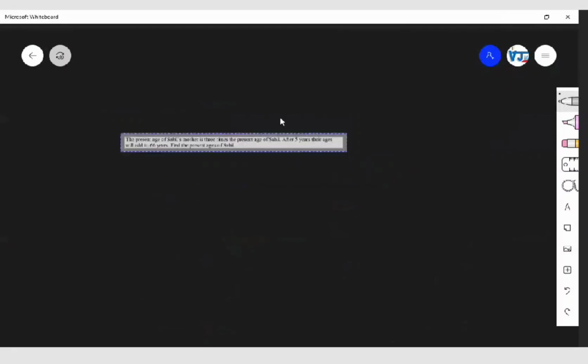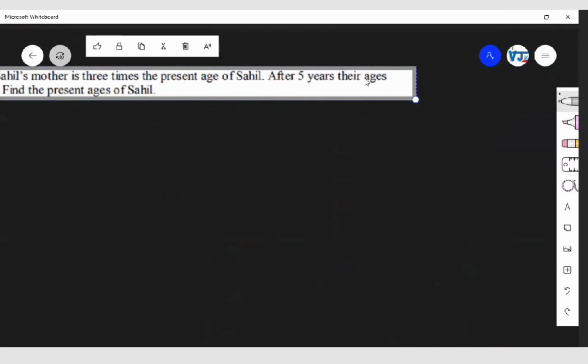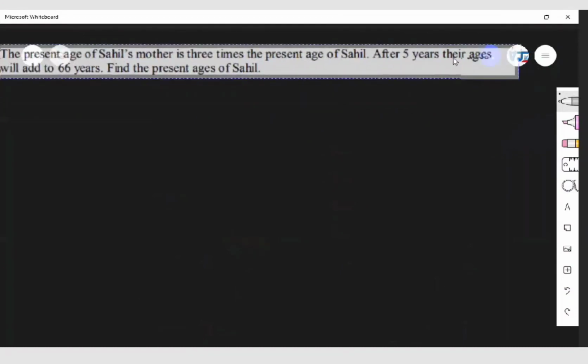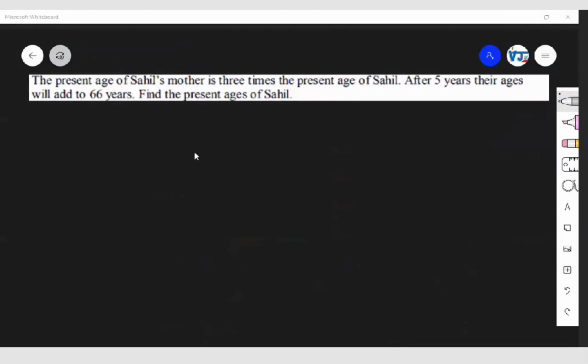Now age problem. You just solve this question. Age problem. Can you see this? Is this visible? Okay, so this is also a very important question. Age problem. You just understand this age problem. The present age of Sahil's mother is 3 times the present age of Sahil.